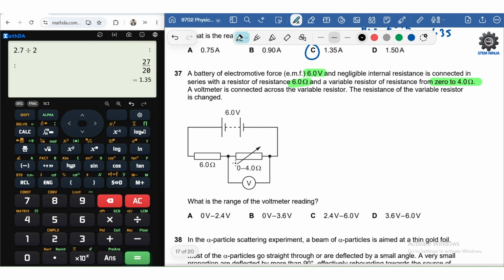Okay, so at 0 ohms, there is no resistance, so it would be 0 volts. But when it's at 4 ohms, this would be 4 over 10 times 6, so this would be 0.4 times 6, which is 2.4. So 0 to 2.4.